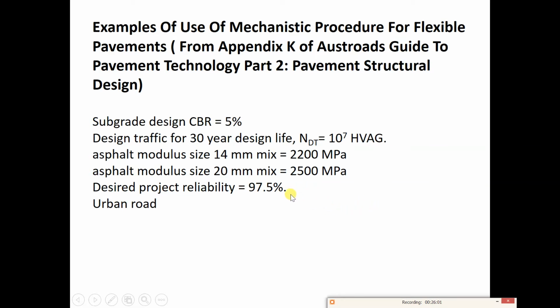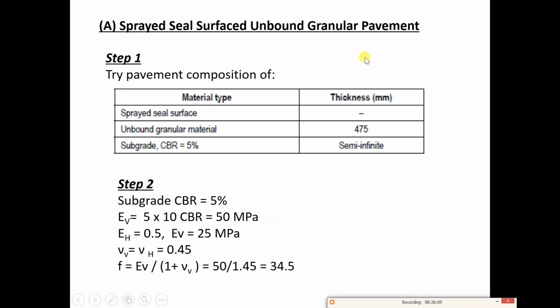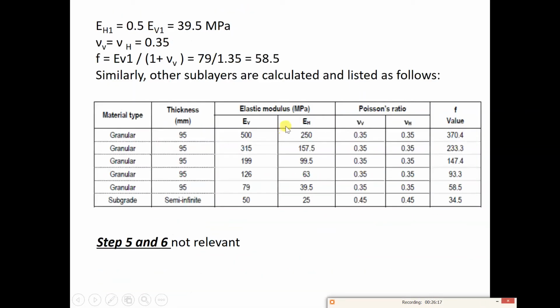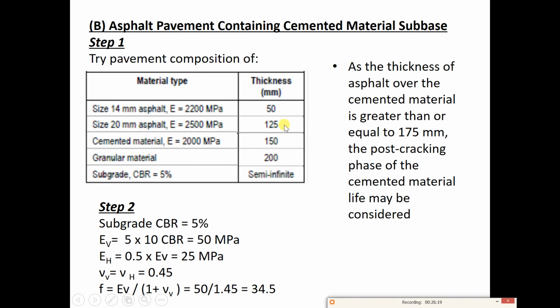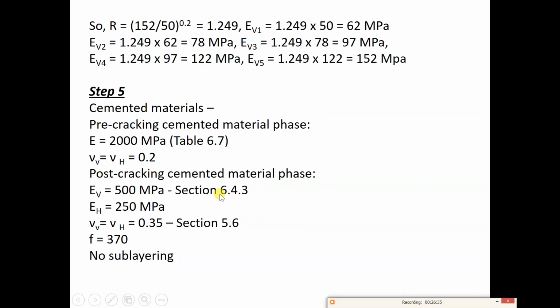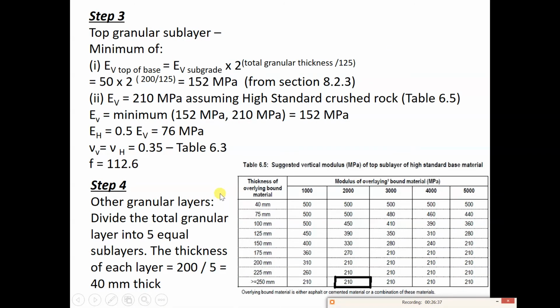So this is a traffic loading, but we're going to use the CBR 5%. Firstly, we're going to just use a chip seal and then the unbound granular pavement. But later on, in the second case, we're going to use asphalt with 175 total thickness, and then the cemented material, granular materials, and then the CBR at the bottom, which is the subgrade.